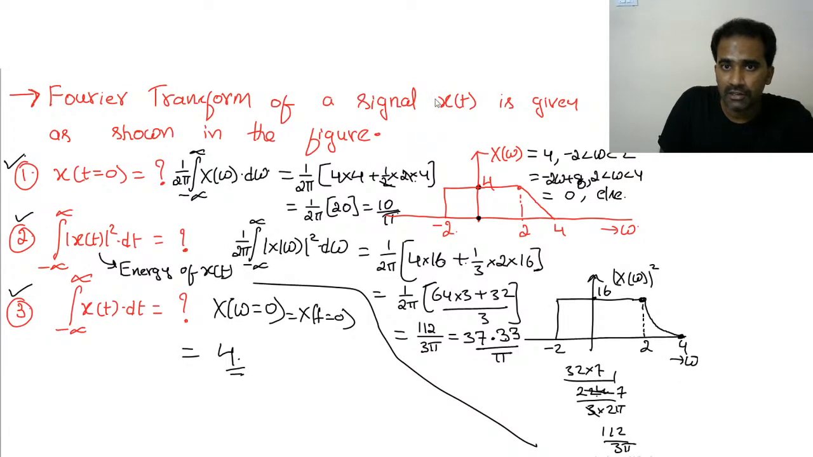I believe you have copied this part. The same questions: the Fourier transform of a signal x of t is given as shown in the figure. First question, second question, third question. Exactly the same questions, whatever I have written in red. But I am changing the graph of x of omega. That is the only change. Everything else is the same. All the remaining 3 questions are exactly the same.